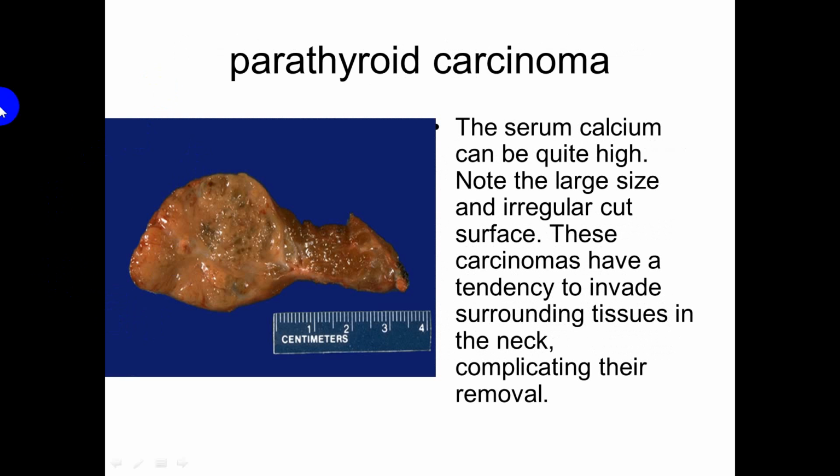These are macroscopic signs of parathyroid carcinoma. The serum calcium can be quite high. Note the large size and irregular cut surface. These carcinomas have a tendency to invade surrounding tissue in the neck, complicating the removal.